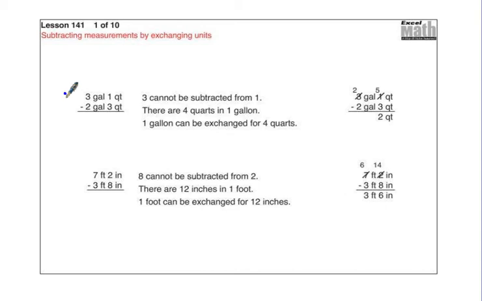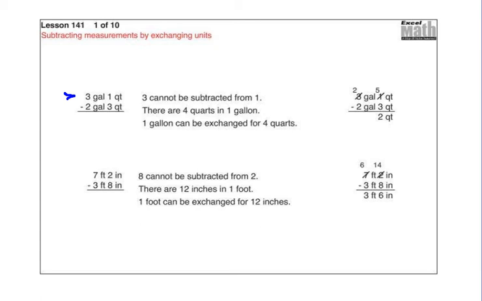Here's a first problem, 3 gallons, 1 quart minus 2 gallons, 3 quarts. And we have a little problem here. 3 cannot be subtracted from 1. And there are 4 quarts in a gallon, so 1 gallon can be exchanged for 4 quarts.